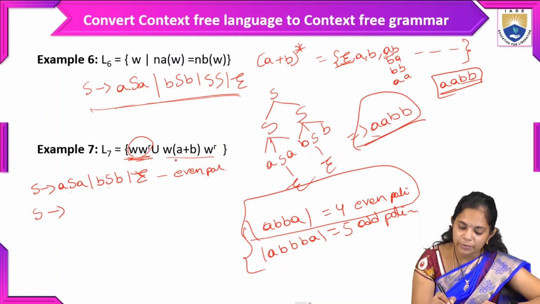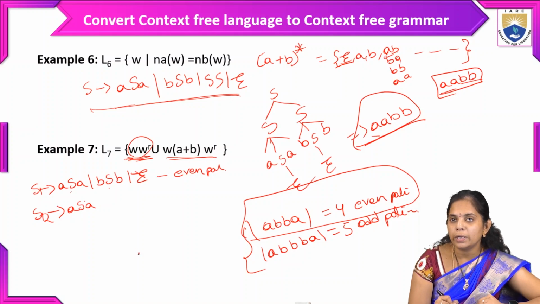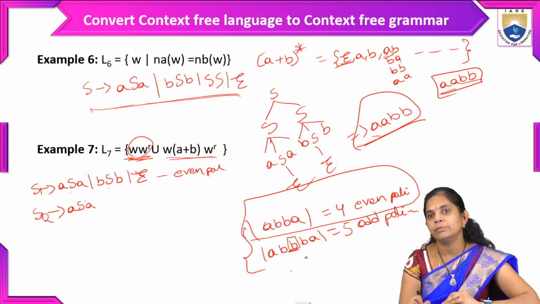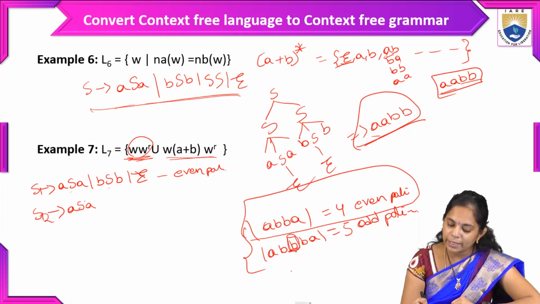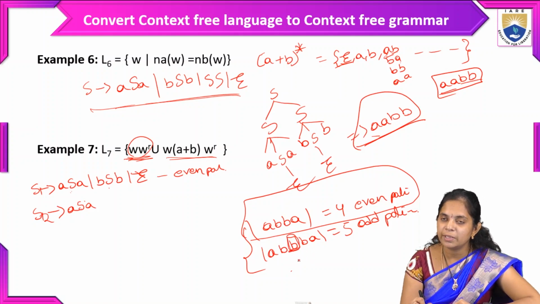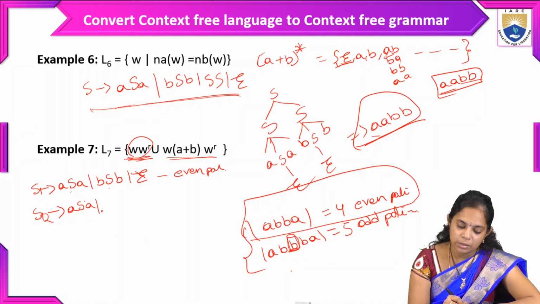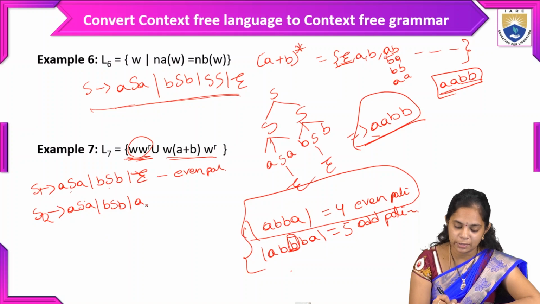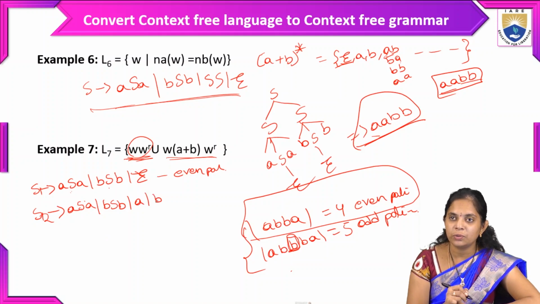And for the odd palindrome we will write S1 and S2. So here S tends to ASA. What is the difference between even and odd? In the sense we require a value here. This is the same, but in the middle part one more A or B is there. So how will we write for the same grammar? Additionally we will write A or B. So here BSB. And if in the middle it has the A value, we need to write like this, and the B value we need to write like this.